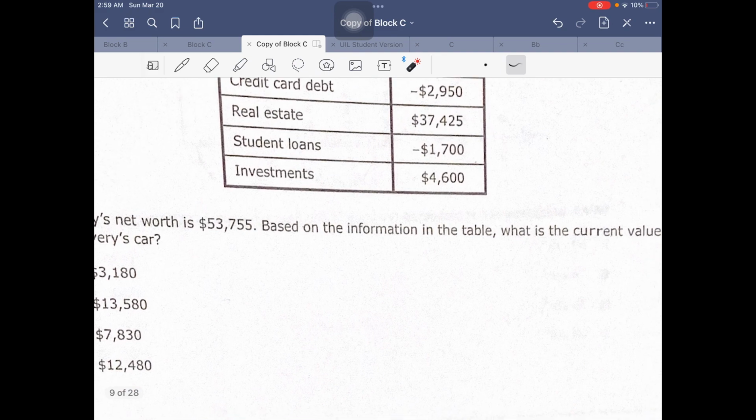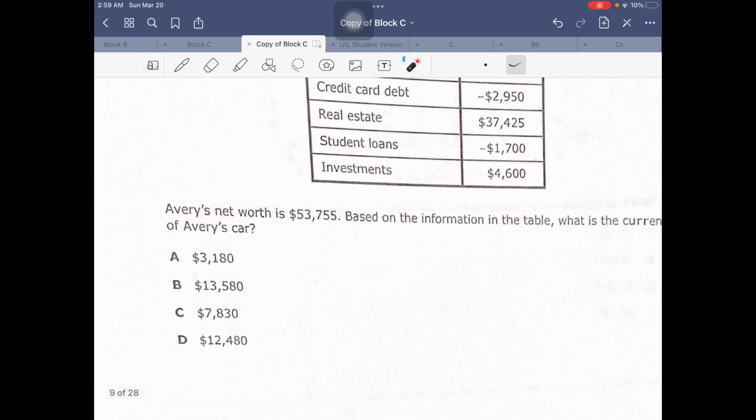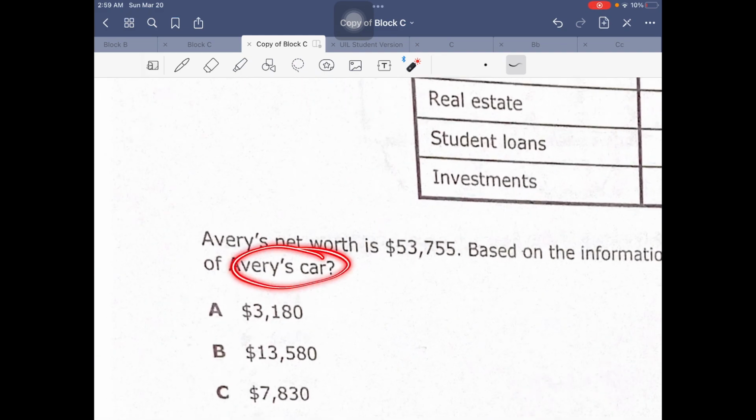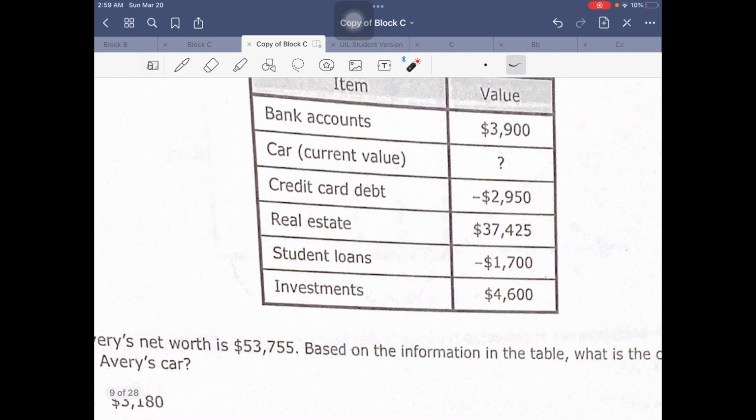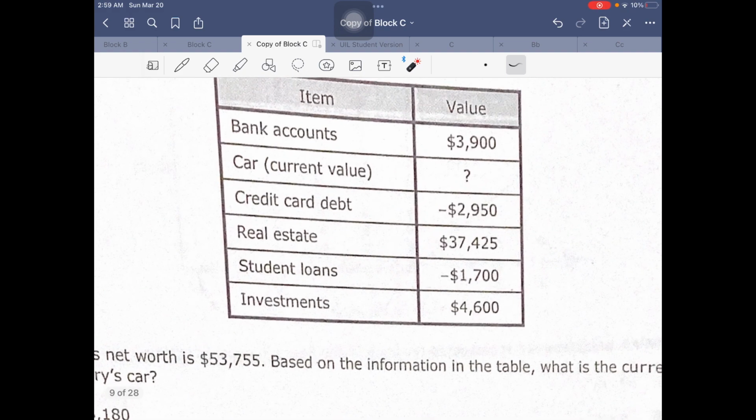Based on the information on the table, what is the current value of Avery's car? Well, first things first, we need to find out how many liabilities she has, and how much assets she has. That way we can know how much her net worth would be.